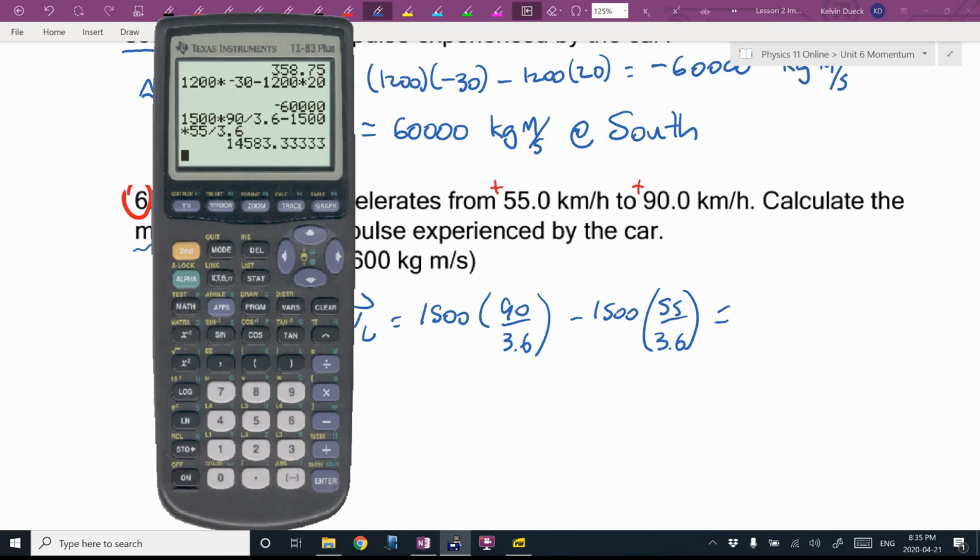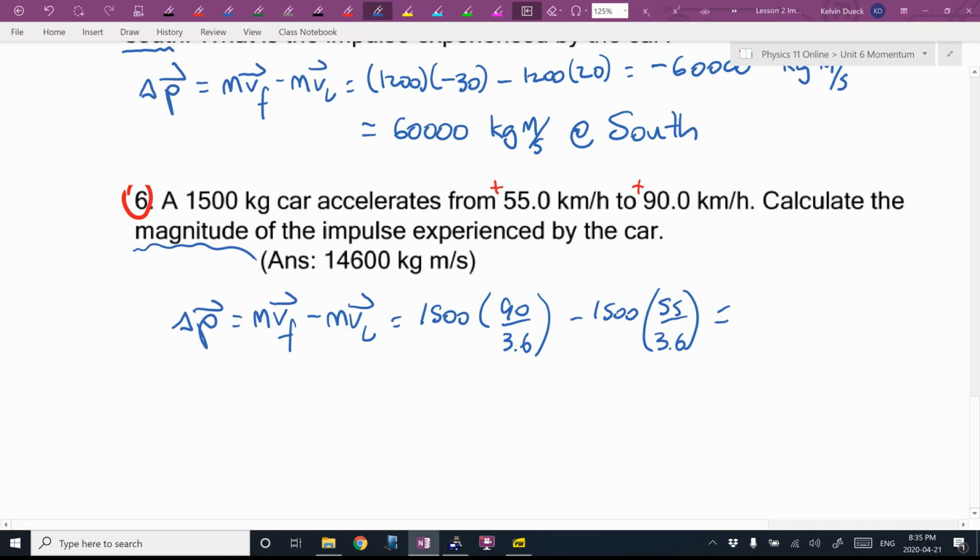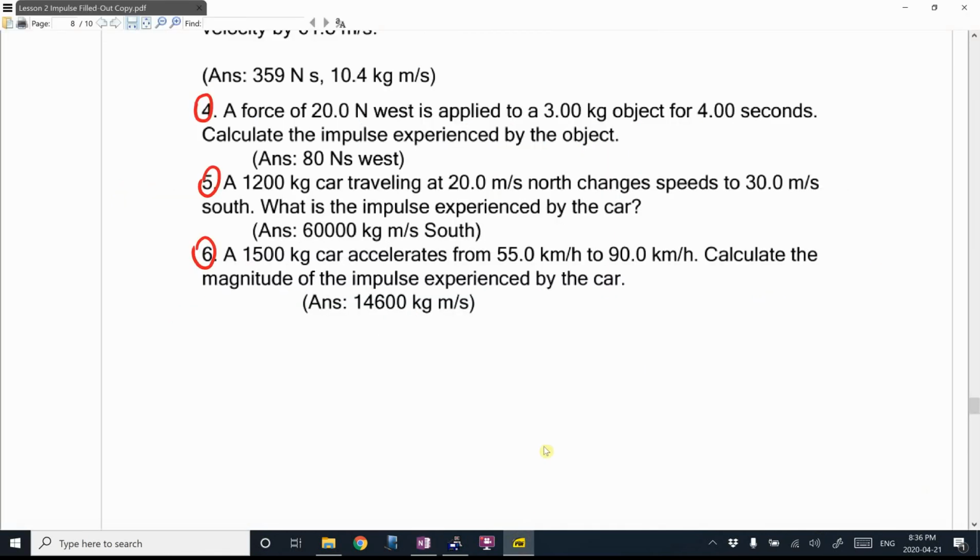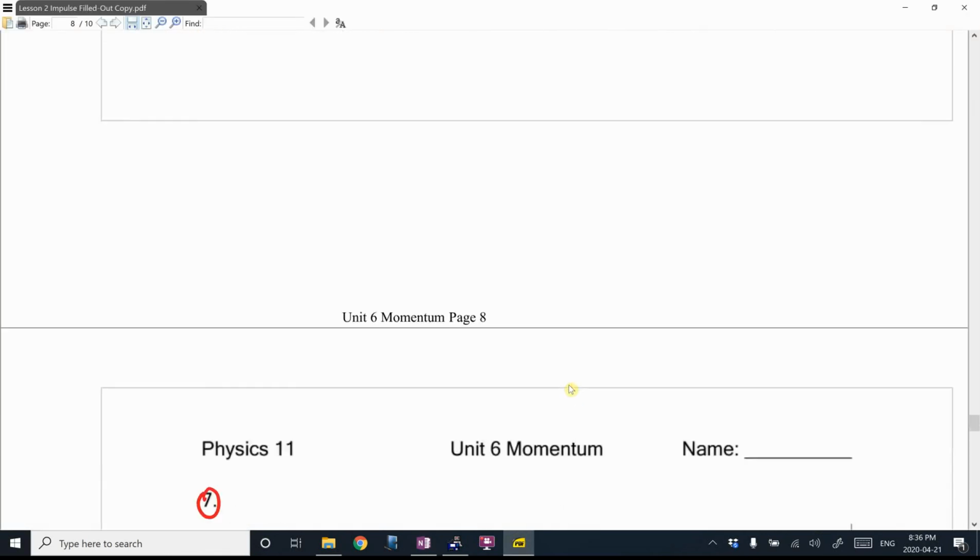And I get 14,583. I'll call it 14,600. And kilogram meters per second, since I use mass times velocity. But if you wrote Newton seconds, I'd give you full marks. Number 6. Then we go to the next page.